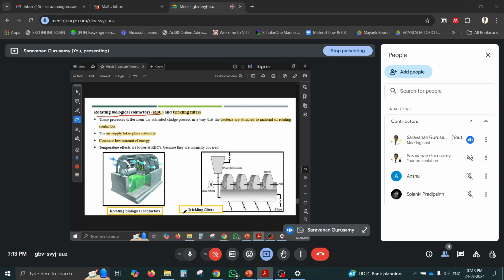Then RBC, rotating biological contactors. This is again a sewage treatment method. There will be a rotor that rotates with half of the tank filled with the leachate. Once the rotor enters the leachate and comes out, the microbes present on the rotor get oxygen when it is coming out. Then again it goes into the leachate, degrades the organics, and comes out. So it is always rotating, aerating and rotating.